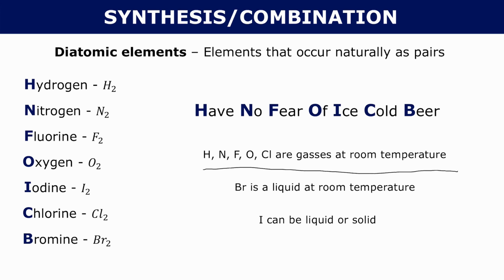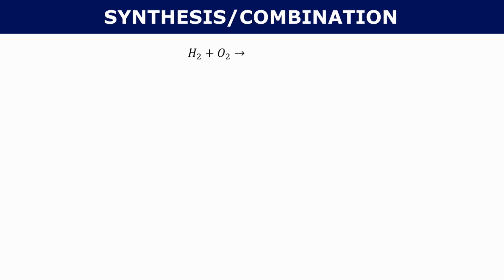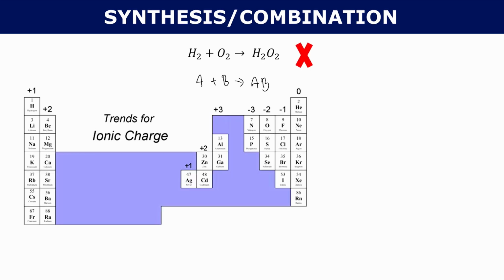Now, there's one more thing about synthesis or combination reactions that I want to talk about, and it's the fact that when you go to combine them, you shouldn't combine them in just H2O2. You don't just take AB and make AB. And the reason for this is because you have to look at oxidation numbers. An oxidation number is the charge an atom would have if it had purely ionic properties.